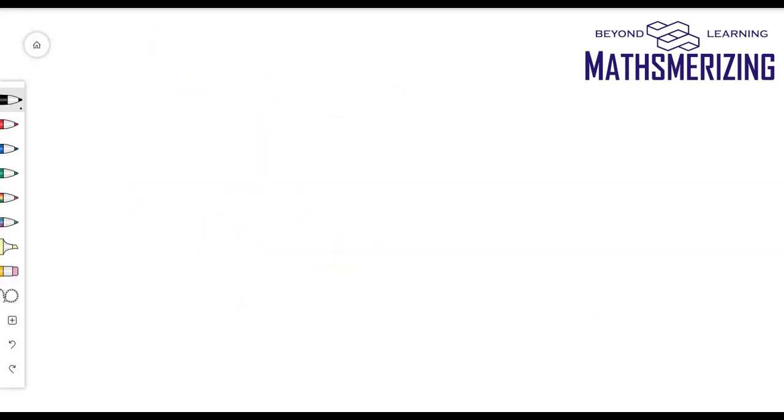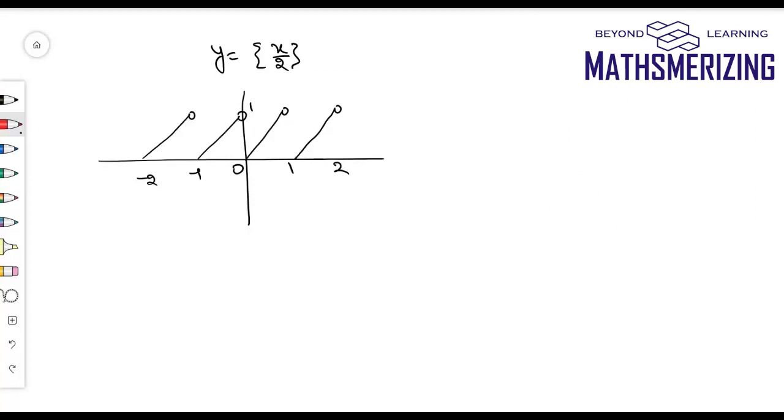That's it. Suppose I have to draw the graph of y equals fractional part of x by 2. So I'll draw the graph of fractional part of x. And since it is 1 by 2, I'll multiply every value by 2. So this is 2, it is 4, this is -2, and then it will be +4. So that is the graph of y equals fractional part of x by 2. And the fundamental period of fractional part of x by 2 is 2 units.